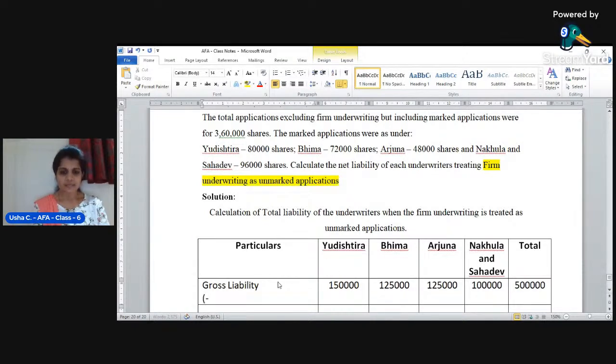Next, what you have to do? Deduct marked applications. At the time of deducting marked application, what should you do? You should take only the marked application excluding firm underwriting. Whatever the marked application is given, that is definitely excluding firm underwriting. So that marked application should exclude firm underwriting.